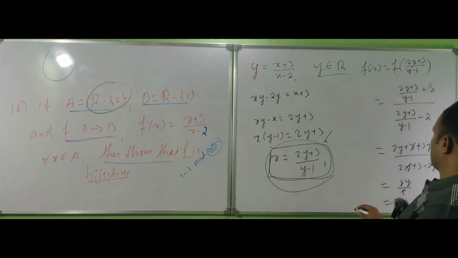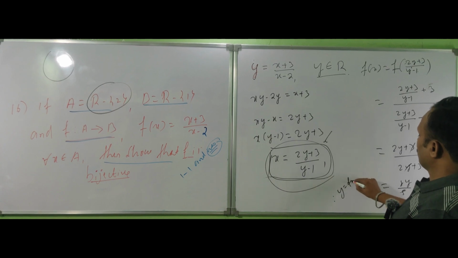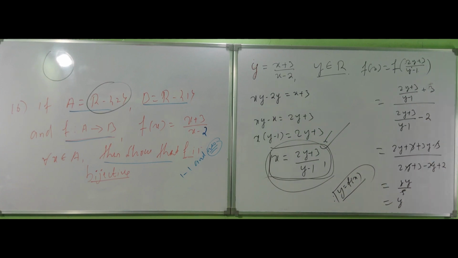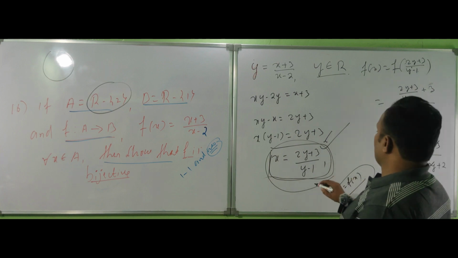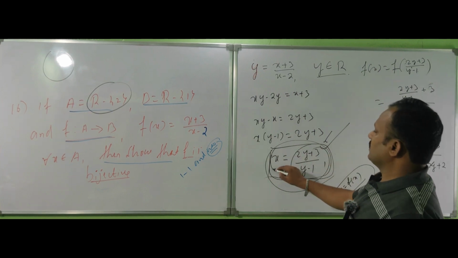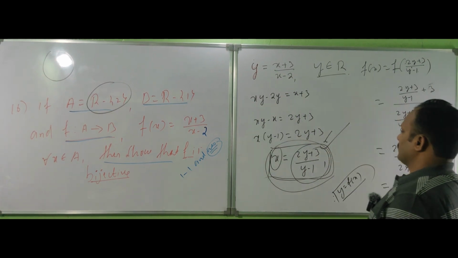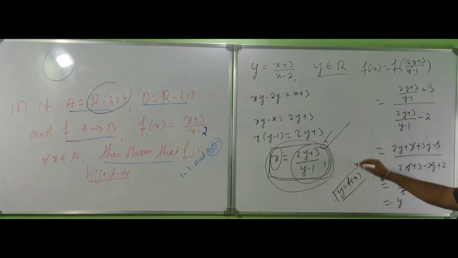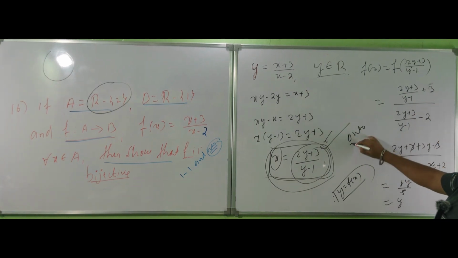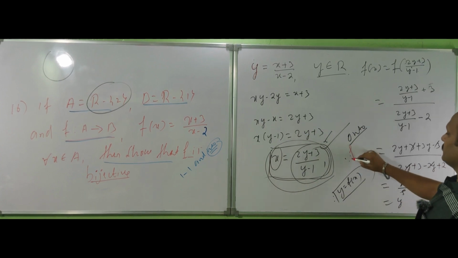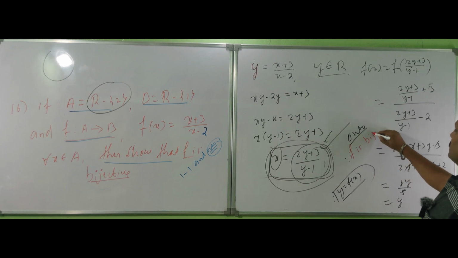Therefore y is equal to f of x. We got the same solution. This is true, this means this is the pre-image. This is the image. Every y has its pre-image in the form of 2y plus 3 by y minus 1. Therefore, this is also onto function. Therefore, f is bijective.